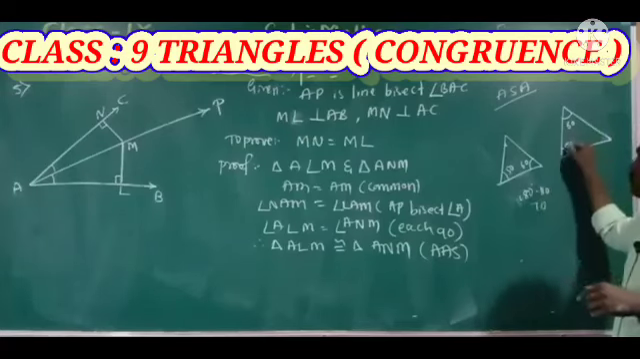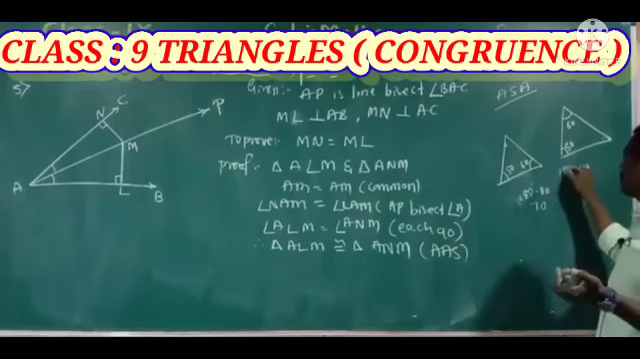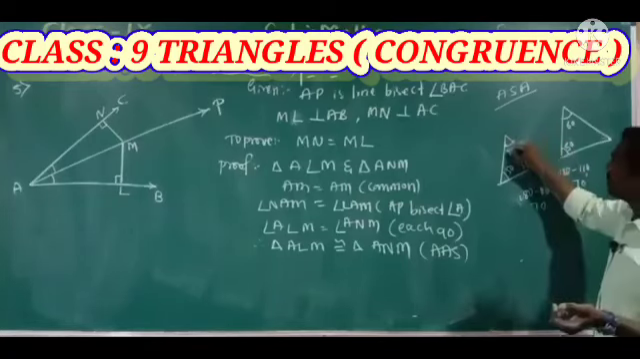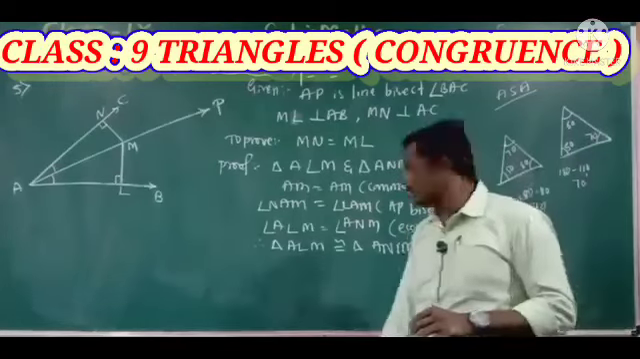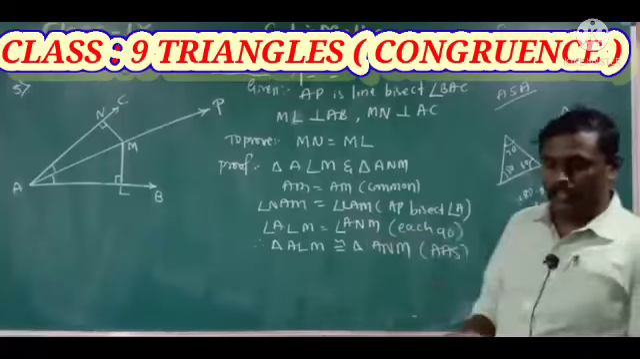Here also, 50 plus 60 is 110. Just subtract this 110 from 180. What will you get? 70 degrees. So these two angles are 70 and 70. So it means by using AAS criteria, the two triangles are congruent.